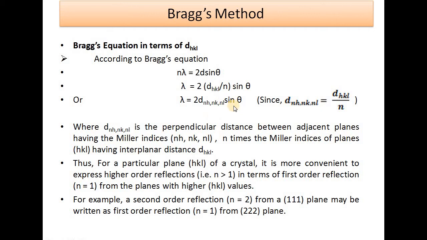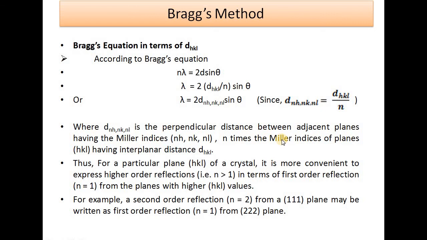As an example, the second order reflection from a 111 plane will be equal to the first order reflection from the 222 plane. So higher order reflection can be expressed in terms of first order reflection from the higher Miller indices plane. In this case, we will get the intense peak. In case of higher order reflection, we are not getting the intense peak.